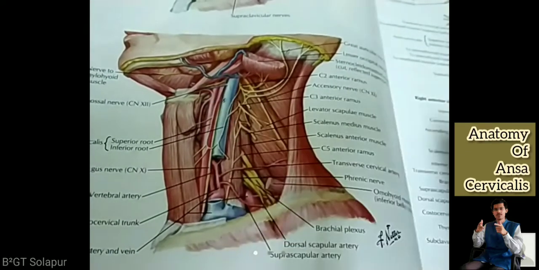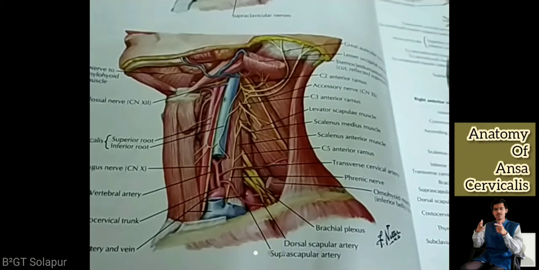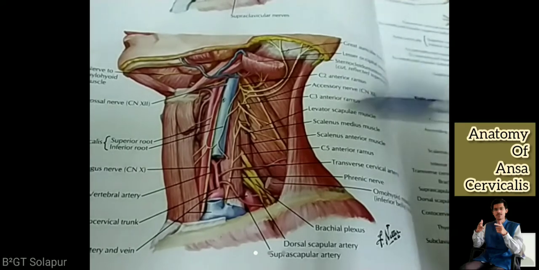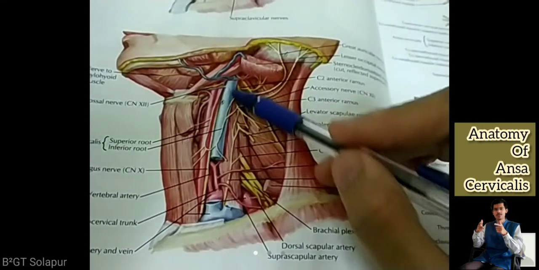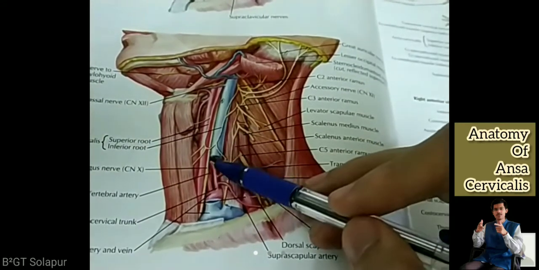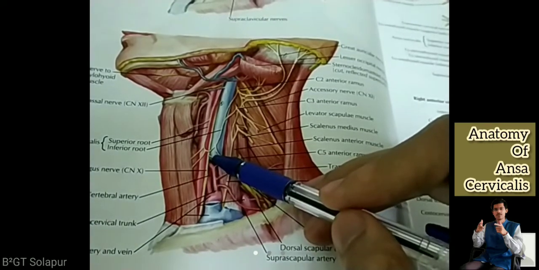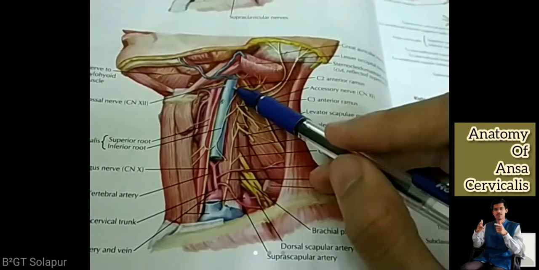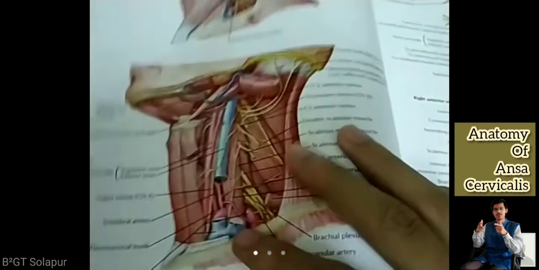Now this is all covered with what? Carotid sheath. We saw the contents of carotid sheath are internal jugular vein. This is the vagus nerve. Can you see? Vagus nerve. Now this is the anterior aspect. We are seeing it like this.